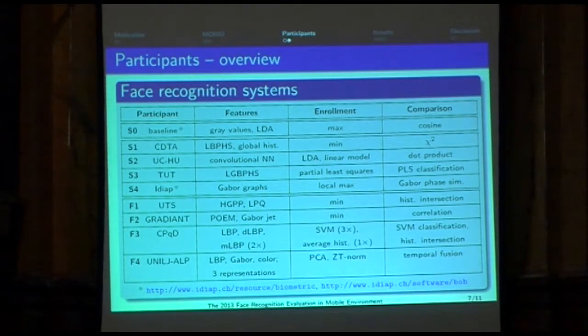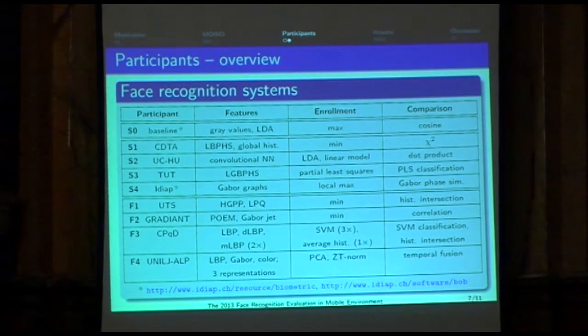And there were, for the fusion systems, one histogram of Gabor face patterns and local phase quantization algorithms, which are compared with some histogram intersection measure. There was the F2 system, which fused pattern of oriented edge maps and Gabor jets with a correlation measure. There was the F3 system, which used 3 different types of local binary patterns and compared that with support vector machine and with some histogram averaging.